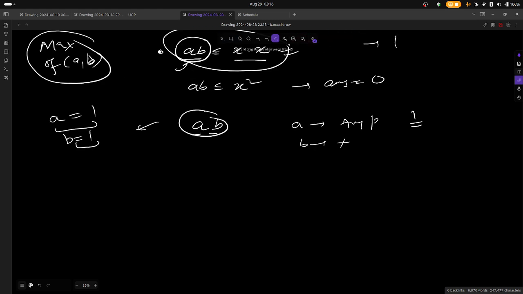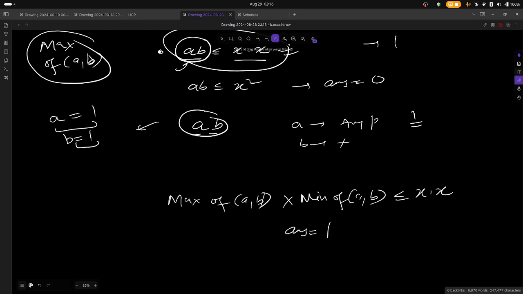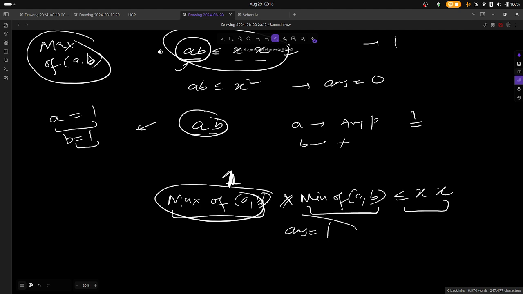So we are converting the maximum into 1, so the new area will be 1 times the minimum of A comma B. If this is less than or equal to x times x, then our answer will be 1.